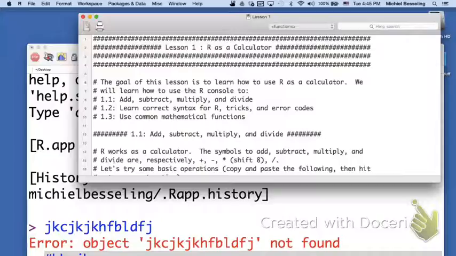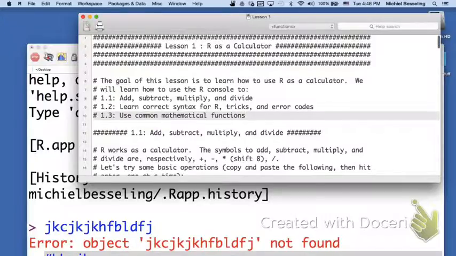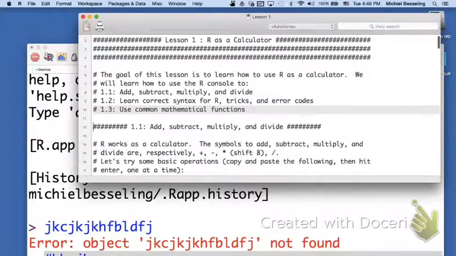You're going to learn how to use R to add, subtract, multiply, and divide. We're going to look at correct syntax for R, including little tricks and specifically error codes. And then we're also going to look at some common mathematical functions beyond just multiplying, subtracting, and dividing. Some of them may be useful for you, some of them may not. So let's get into it. Let's start out learning how to just use R as a simple calculator.